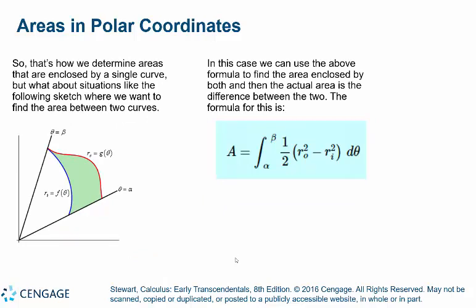So we can expand on this if you have two curves. We've determined areas enclosed by a single curve, but what about situations like the following sketch, where you want to find the area between two curves, between this first red one and this blue one, this green area here. In this case we use that same formula from the previous slide to find the area enclosed by both, and then the actual area is just the difference of the two. So the area is equal to the integral from alpha to beta of 1/2 times the outer r value minus the inner r value, each of these squared, with respect to theta. So it's just a straight application of this formula.